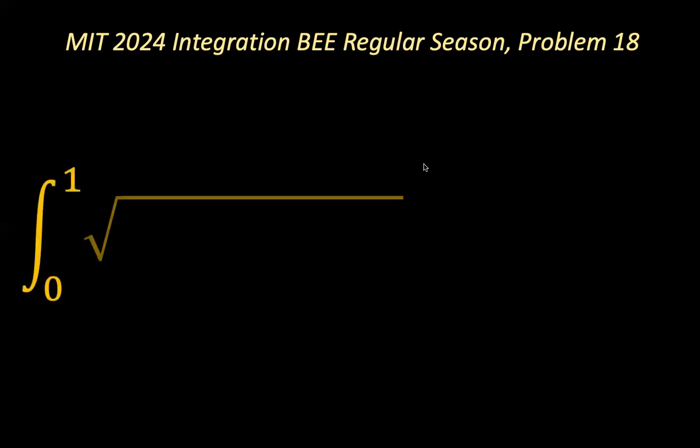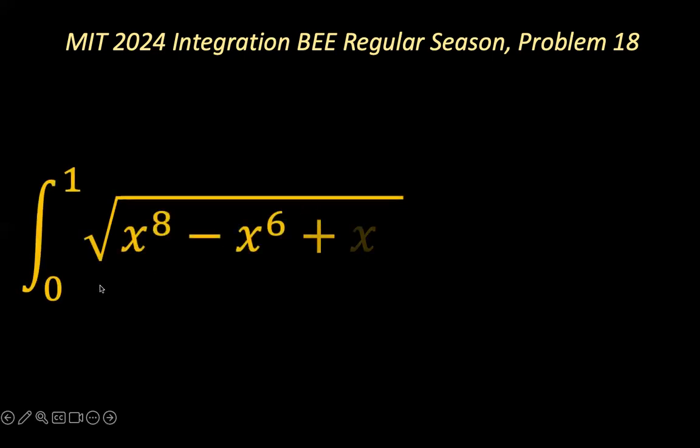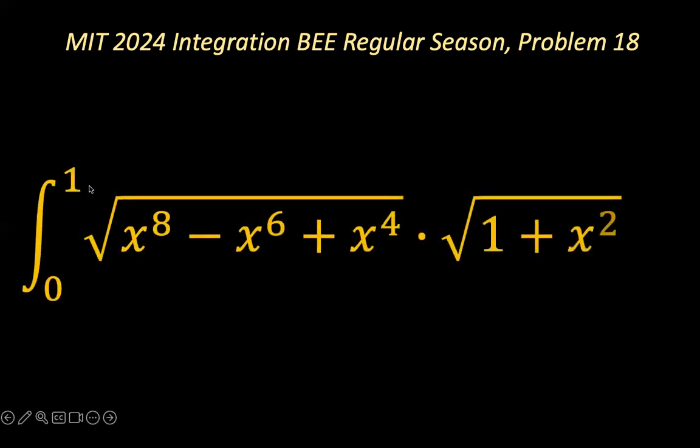So today's problem is problem number 18 of the MIT 2024 Integration B regular season, which is the definite integral from x equals 0 to x equals 1 of the product of the square root of x to the power 8 minus x to the power 6 plus x to the power 4 and the square root of 1 plus x squared.